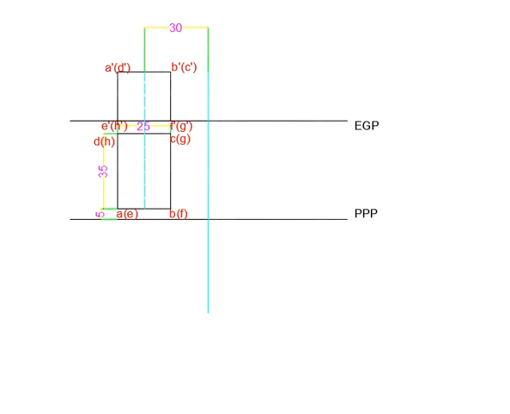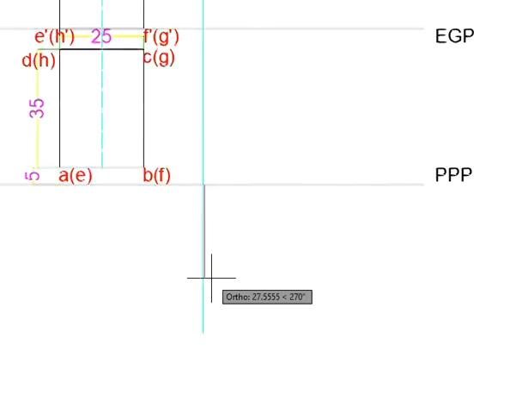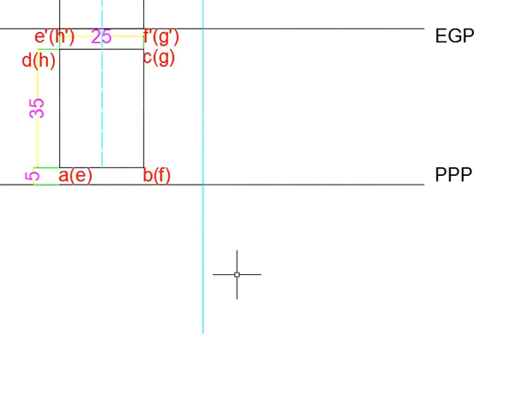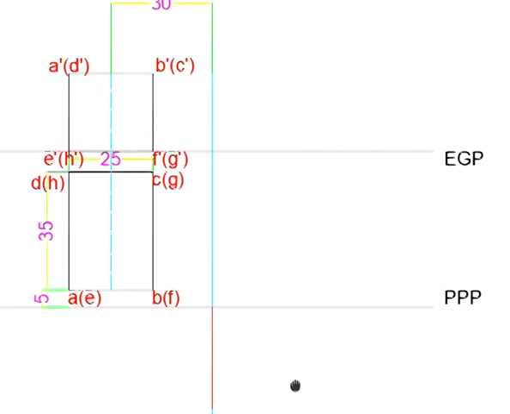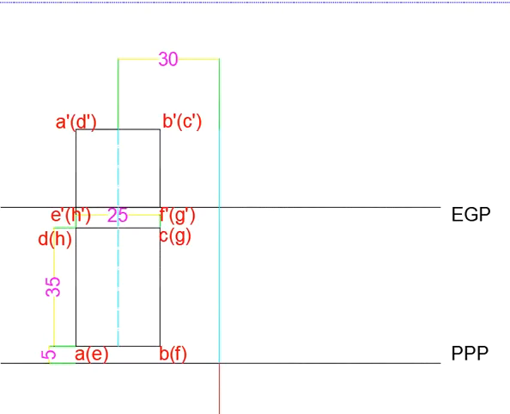Now you have to locate the position of the station point. The station point is 30 mm in front of the picture plane. Take 30 mm in front of the picture plane. So that is small letter s. And 40 mm above the ground plane. That point is s dash.